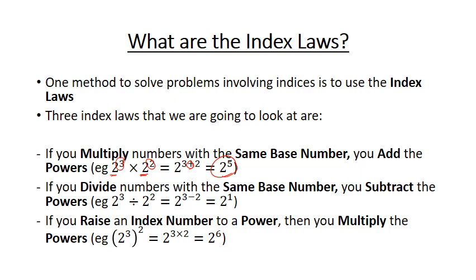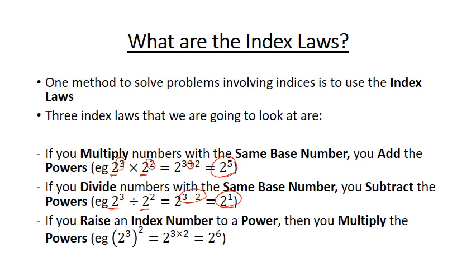You also have a division index law rule, where you've got the same base number. Again, we've got our 2's. It's exactly the same equation, but we're dividing instead of multiplying. So when you divide the base numbers, you actually take away the indices. And that's how we get 2 to the power of 1. So the base number stays the same the whole time. When you multiply the base numbers, you add the indices. And when you divide the base numbers, you take away the indices.